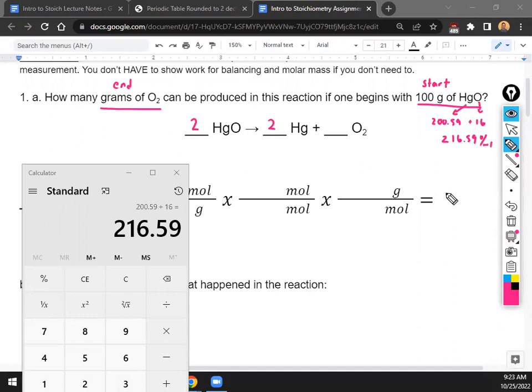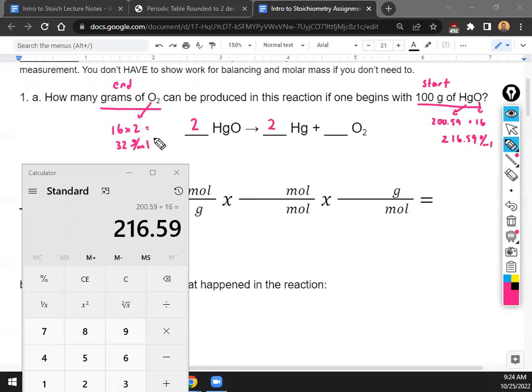Okay. So far, so good? Okay, so that's going to be the molar mass of HgO. Let's go to O2 now. So O2 is made out of 2 oxygens. So each oxygen is 16. So if there's 2 of them, the molar mass is 32. So that's all the steps that we do before we plug it into the fractions.